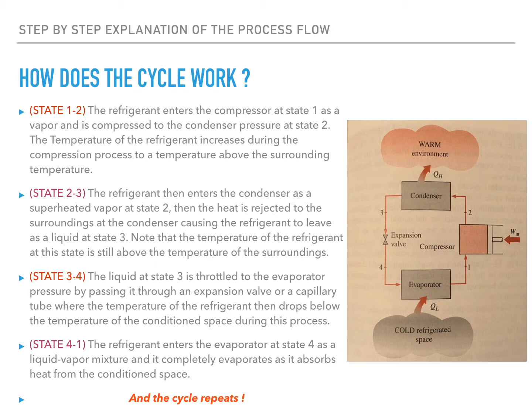At this point, this is where the expansion valve kicks in. This is where we can see the use of the expansion valve. At state 3, which is a liquid state, we apply a throttling process using the throttling valve. What does that mean? The liquid at state 3 is throttled to the evaporator pressure by passing it through an expansion valve, where the temperature of the refrigerant drops below the temperature of the conditioned space.